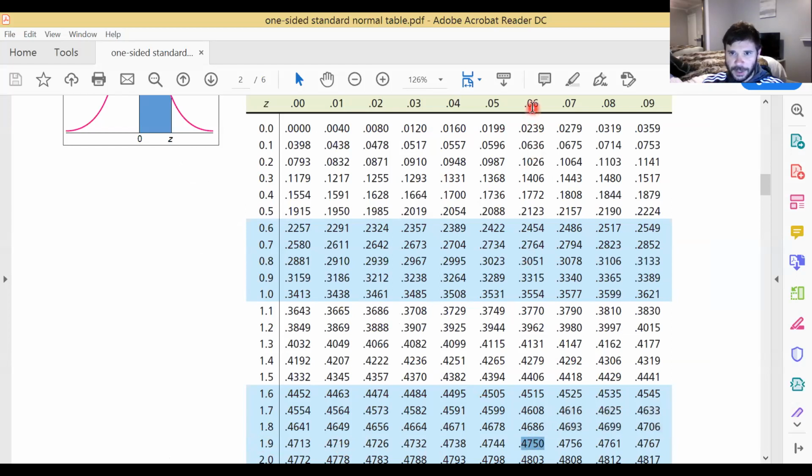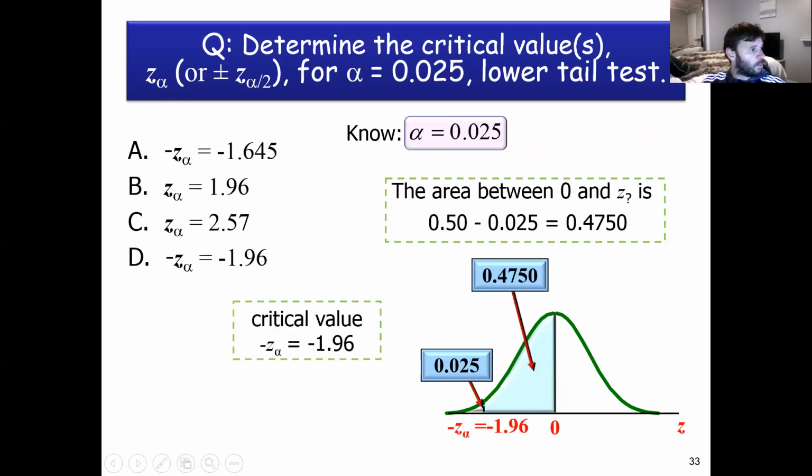And then we go to this upper column here, and we can see that that is a 0.06, implying that our critical value threshold in our problem should be equal to 1.96. But since we're to the left side of the mean, again, it's got to be negative. Remember that the one-sided standard normal table only gives us the probabilities in terms of the absolute z-values. So the correct answer here is going to be choice D.